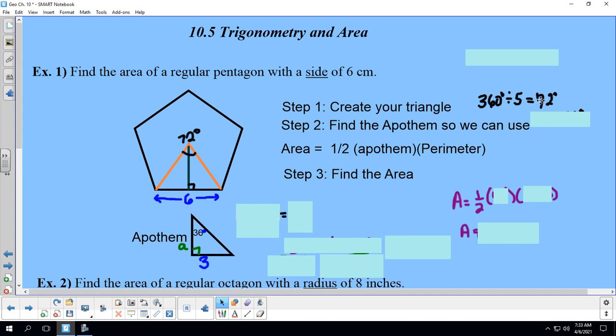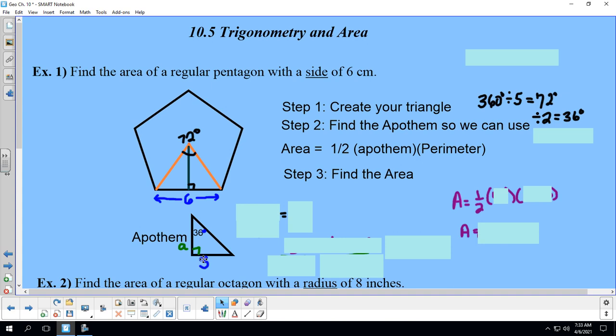So then we have to go one more step because we have cut this triangle in half by creating an apothem. So we have to divide 72 by 2. So our triangle is going to be 36 degrees. It's going to take half of this side because we just cut this triangle in half. So its side is going to be 3. And the apothem is this guy right here. So now we're going to use the area. Step number 2 is find the apothem, so we can use the formula 1/2 the apothem times the perimeter. So we need to find this apothem.